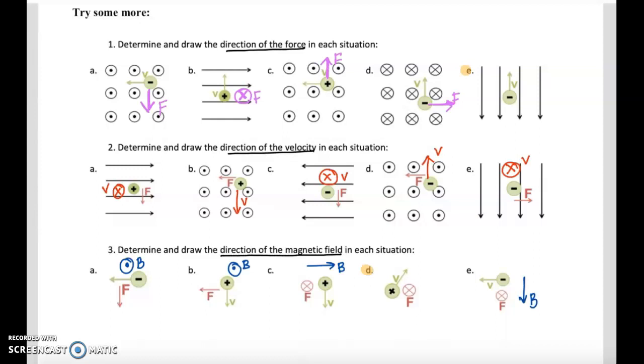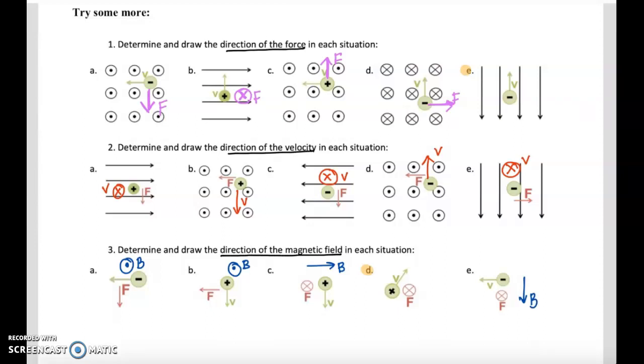Okay, so let's take a look at the answers. For number 1, we had part A, the force is down. Part B, the force is into the page. C, the force is up. D, the force is to the right. And then I wanted to talk about E.